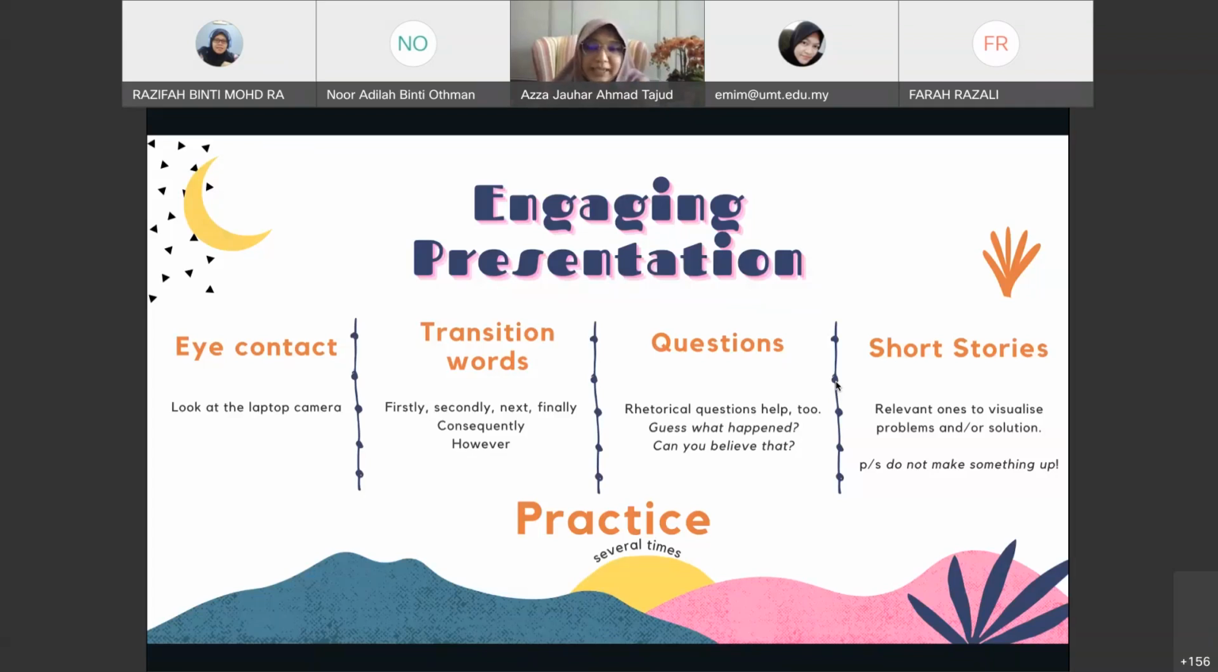The other one is short stories. Okay, short stories, people like to listen to stories. Okay, in research, people will actually listen to short stories. Not just kids, not just adults, but all ages. Everyone will like listening to stories. They love to listen to stories.